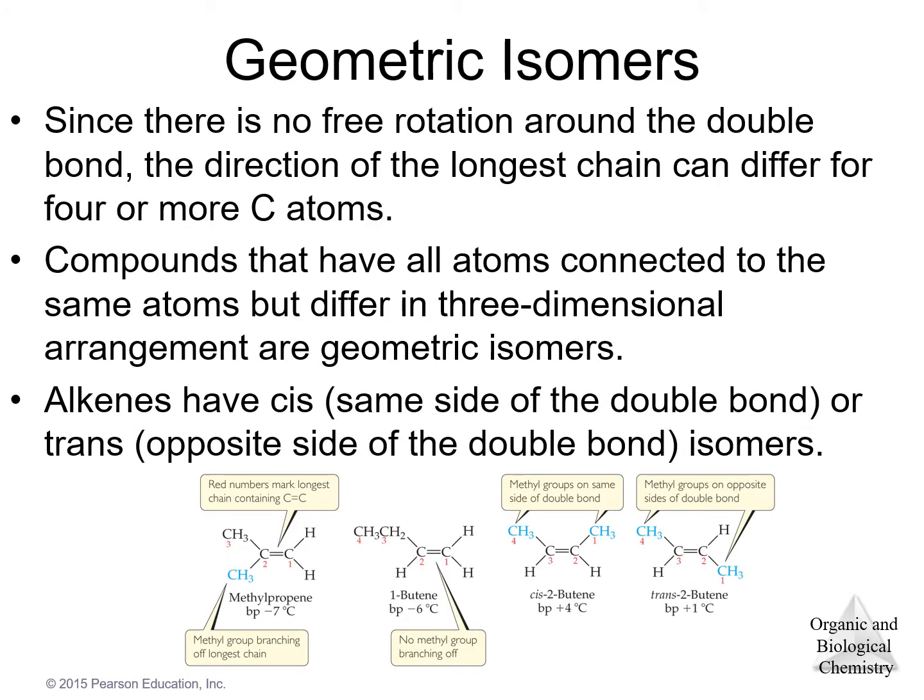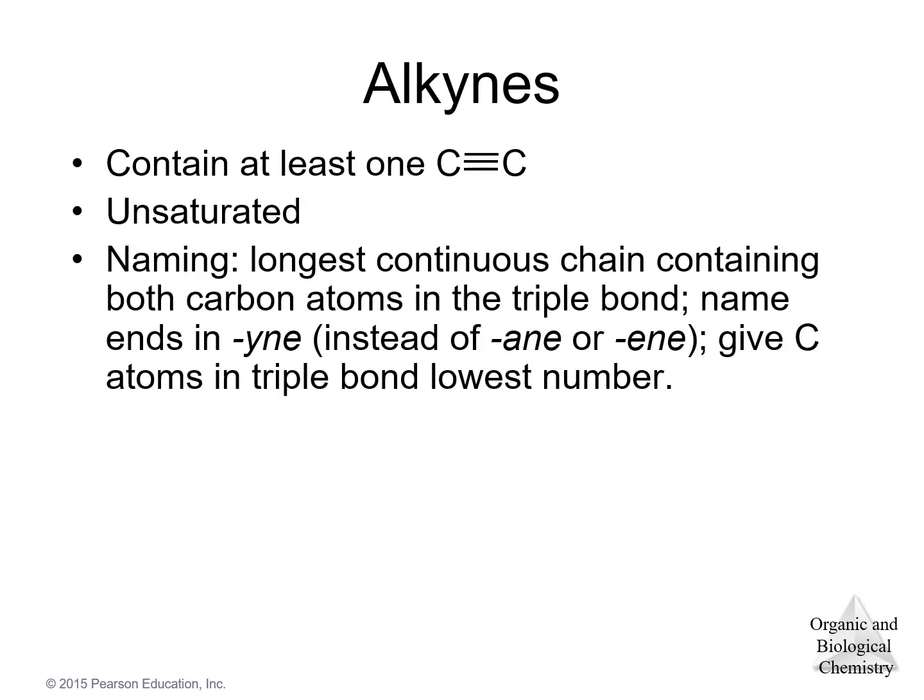Now with these, there is no rotation around that double bond, so you have geometric isomers. They can be cis or trans. Cis means same, trans means opposite. Keep that in mind if you're going into organic, cis and trans. You need to know that.